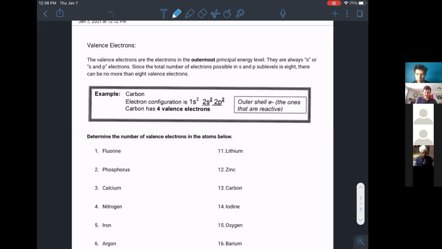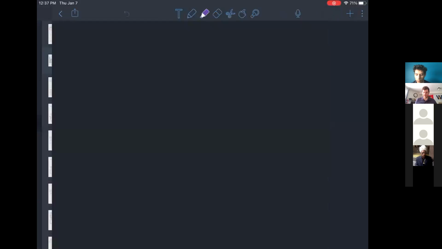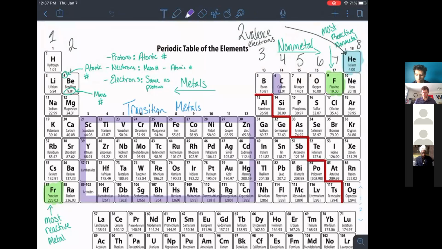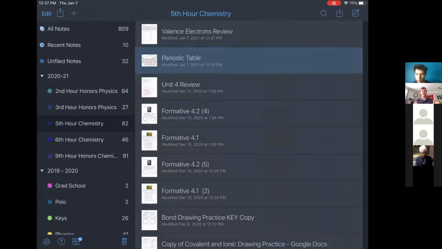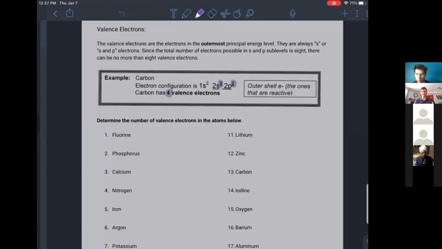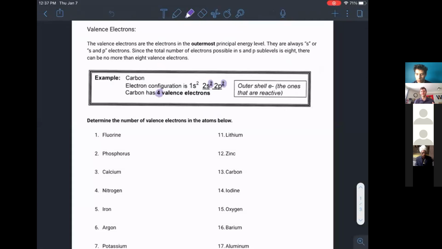This is a different way of looking at it besides just looking at the periodic table. If we look here, this one has 2 and this one has 2, which gives our carbon a total of 4 valence electrons. We can also look at our periodic table and find carbon, which is right here, and see that it has 4 valence electrons. Both are perfectly acceptable ways of finding the valence electrons. Whichever one makes sense to you, let's stick with that one. Let's not make things complicated.